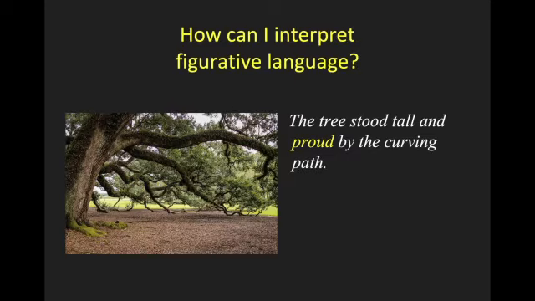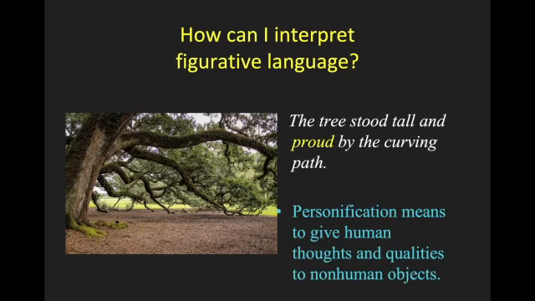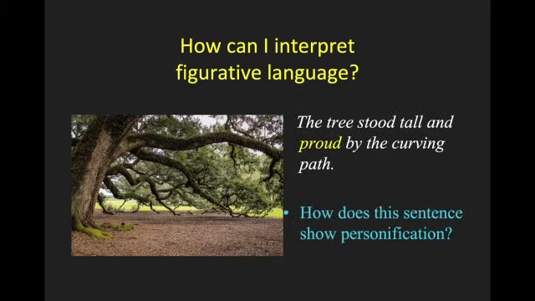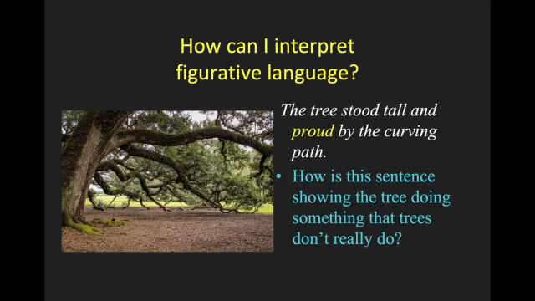Well, the tree stood tall and proud by the curving path. So here we have personification. Personification means to give human thoughts and qualities to non-human objects. So when we take a look at the tree stood tall and proud by the curving path, how does this sentence show personification? How is this sentence showing the tree doing something that trees don't really do?